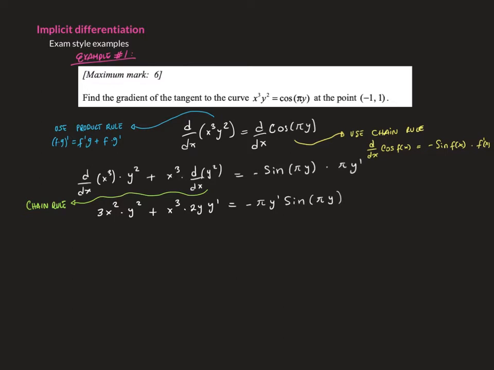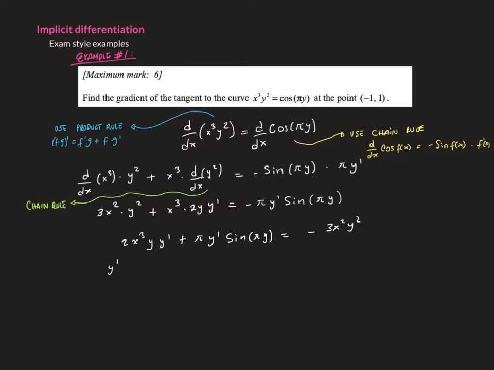There is y' on both the left hand side and the right hand side. So what I want to do now is make sure those two terms that contain y' are at the same side of the equation. So I'm going to keep those to the left and the terms without y' to the right. So I should have 2x^3 yy' plus πy' sine of πy equals minus 3x^2 y^2.